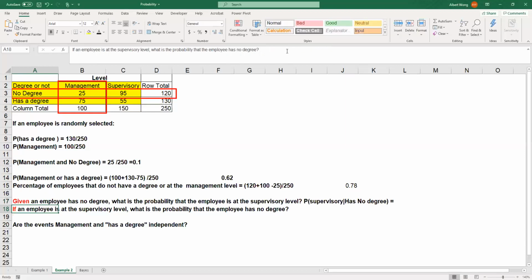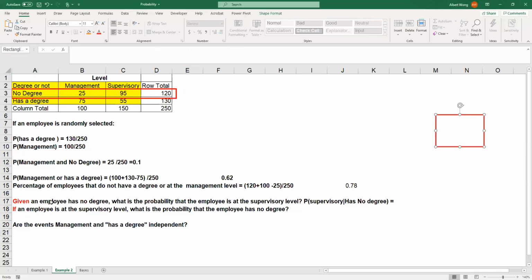Let me just look at this, right? So given the employee has no degree, we're looking for the probability the employee is at the supervisory level. So how do we do that? How do we apply the formula? As I said at the very beginning of this example, you can just use your common sense, right? So let's just use this to help us. And I'm going to take this away, right?